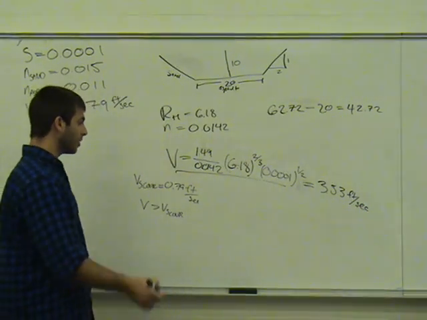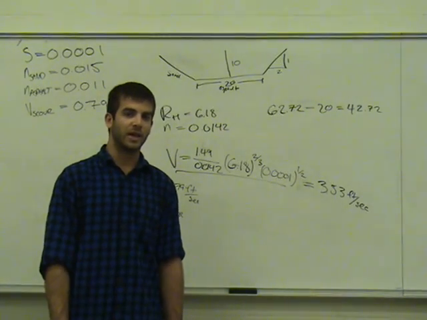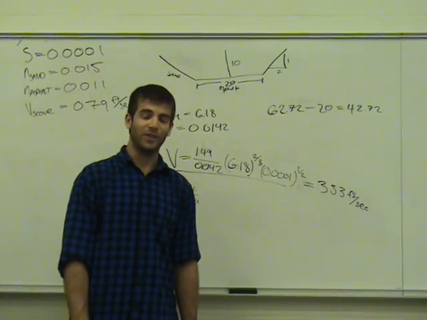All right, since we know our velocity is greater than the scour velocity, we can safely say yes, the channel is going to be scoured away on the sides, thus solving our problem.